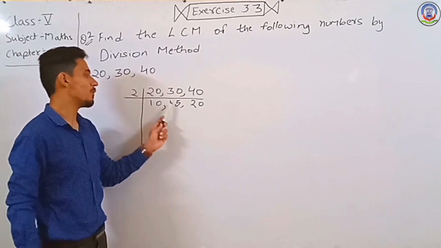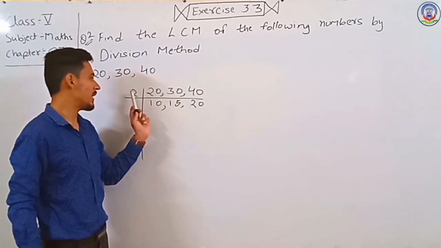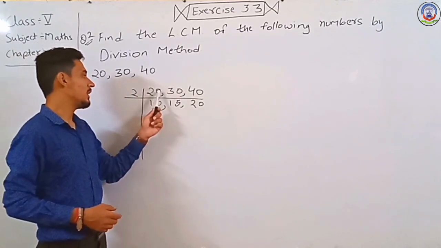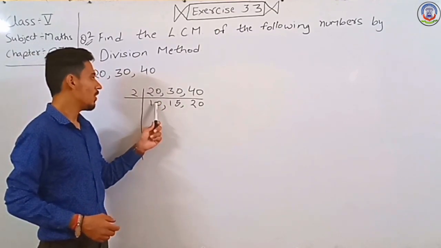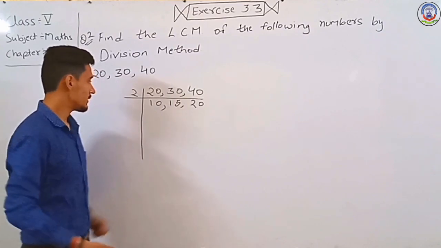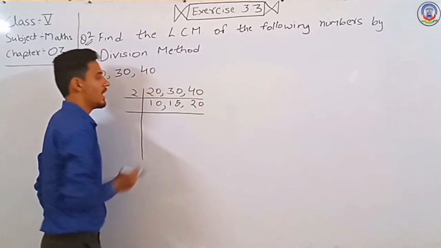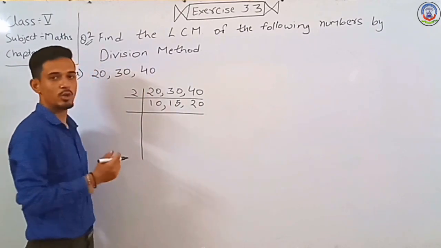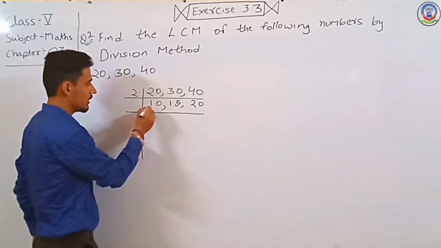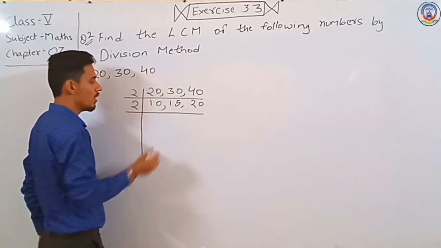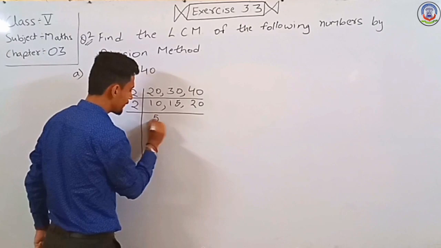30 divided by 2 is 15 times, 40 divided by 2 is 20 times. So in this we have to write exactly down the numbers. Next we again see whether any of these numbers is divisible by 2 or not. So it is divisible by 2, and this also. So we write here 2, and it comes 5 times.